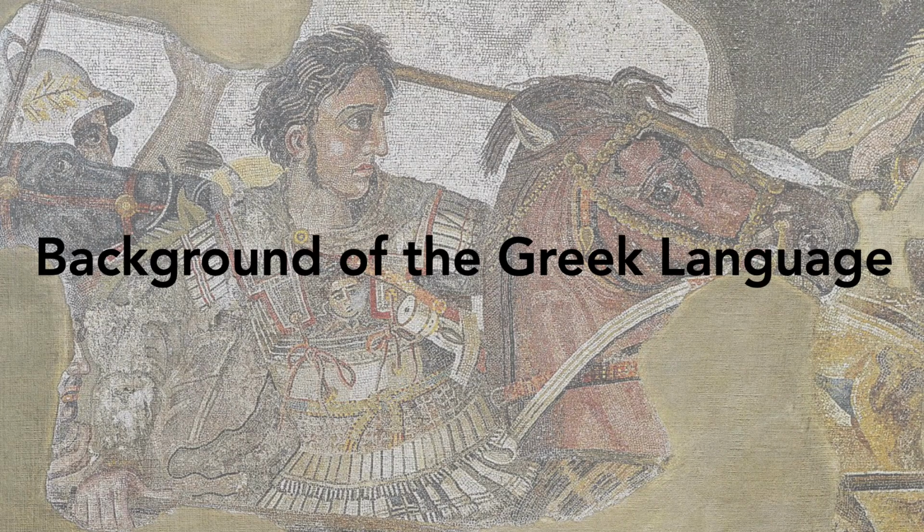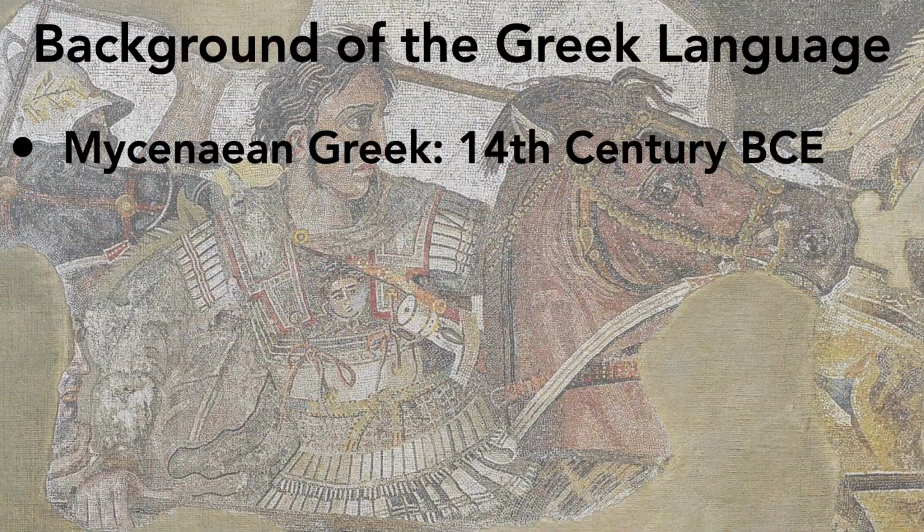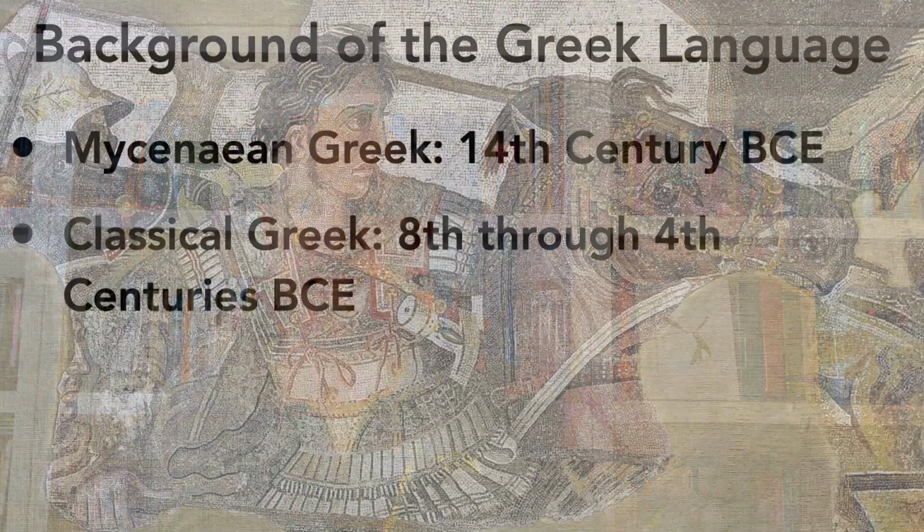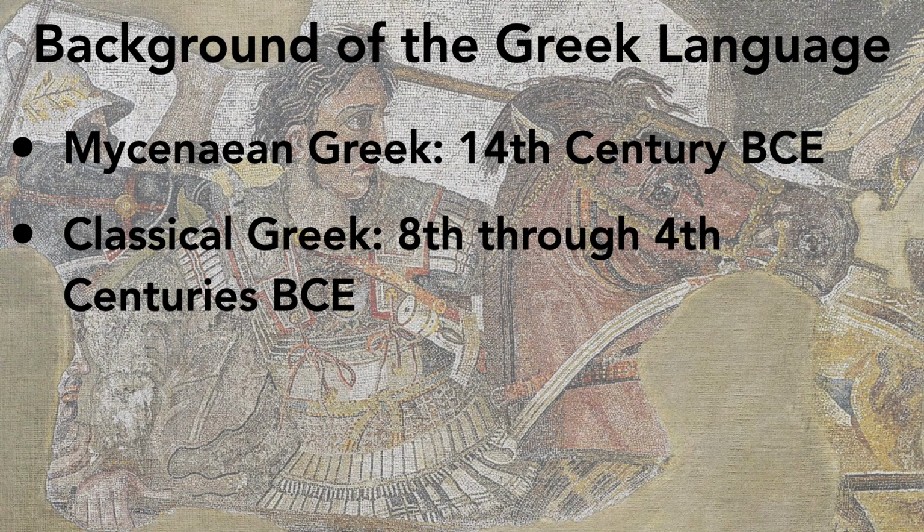So let's talk about the background of the Greek language. Greek starts with Mycenaean Greek in the 14th century BCE. So we're talking 3,500 years ago. That's how old this language is. And it stayed in that form until we got to what we call Classical Greek in about the 8th century through about the 4th century BCE, for those few hundred years. So some of the early philosophers like Plato are written in Classical Greek. And you can study Classical Greek and learn it.